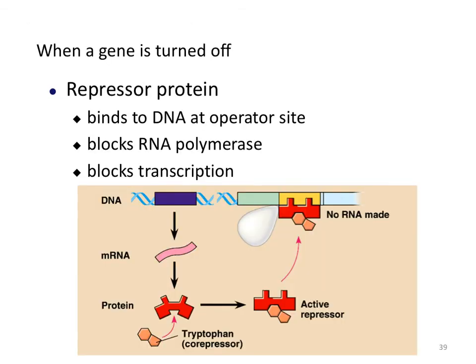When a gene is turned off, it will look like this, with a repressor bound to the DNA, right? And I can't make my RNA. Over here, no RNA is being made. So forget this little figure attached here. The point is this repressor is bound and preventing my RNA polymerase from working and doing its job.